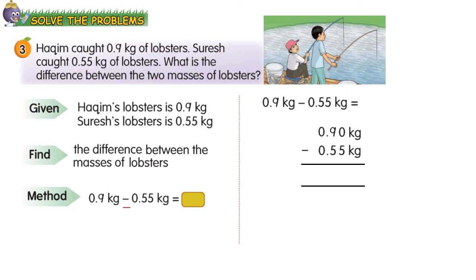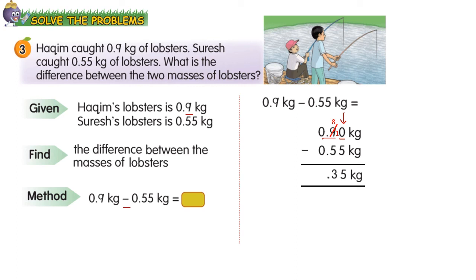Look here, 0.9. So you just add 0 here. And then start subtracting from the number on the most right. It is 0 and 5. So 0 minus 5. 0 is smaller than 5, so you have to borrow from 9. So 9 will become 8, and 0 will become 10. So 10 is big enough to minus 5. 10 minus 5 is 5. 8 minus 5 is 3.